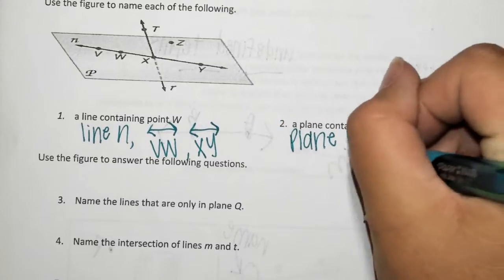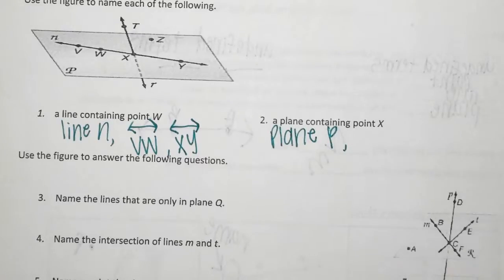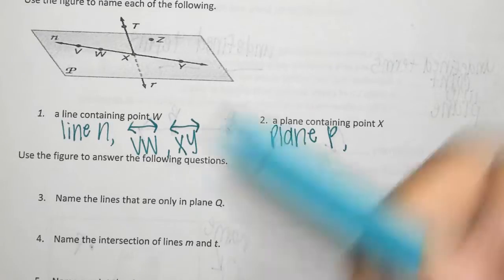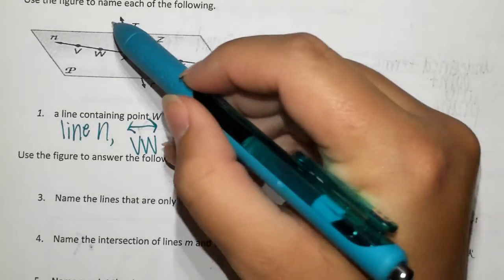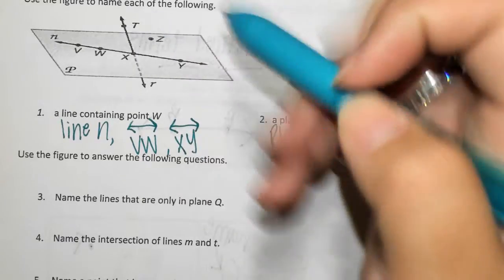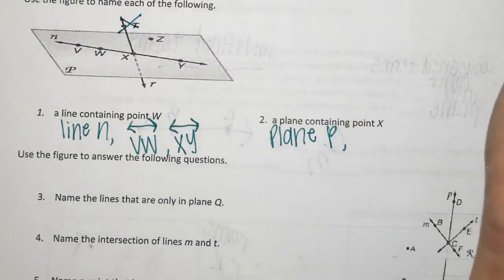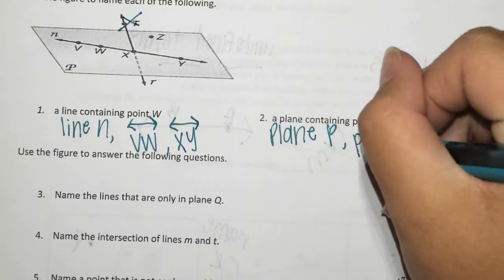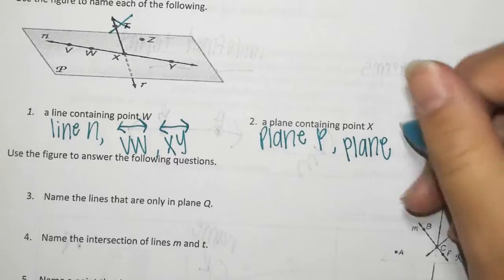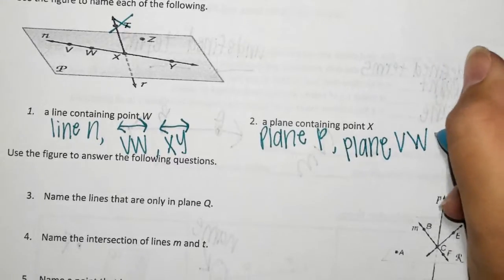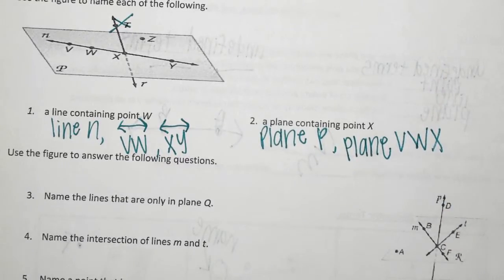Let's do it one more way in case they don't always give us P. How many points have to make a plane? 3. Does it matter which 3? Except for what? What's the 1 point I can't use? T. Because it's not on the plane. So this is the only one I can't use to name the plane. Melody, what 3 you want me to use? VWX. Sounds good to me. Plane VWX.